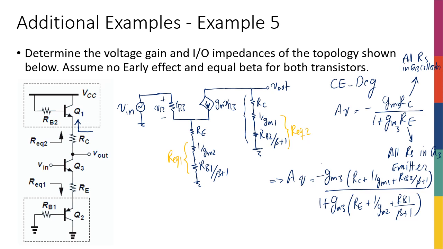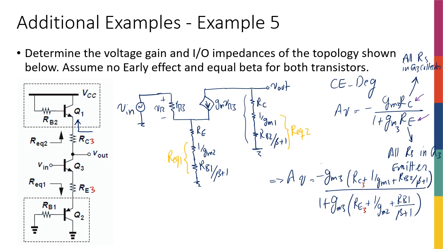So for clarity, let's call this RC3 and RE3, so that we don't confuse these with the RC and RE that I have up there. So this would be our RC3 and this would be RE3. But this RC and this RE are representing all the resistors in the collector and all the resistors in the emitter of Q3 respectively.